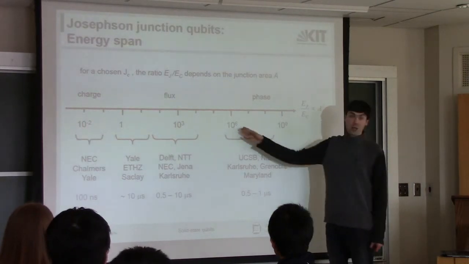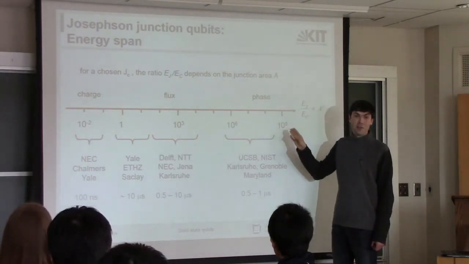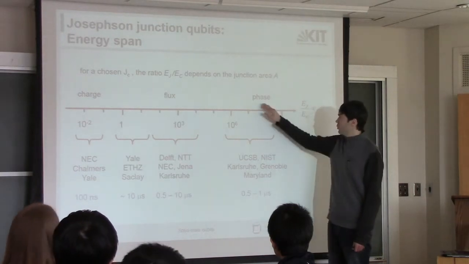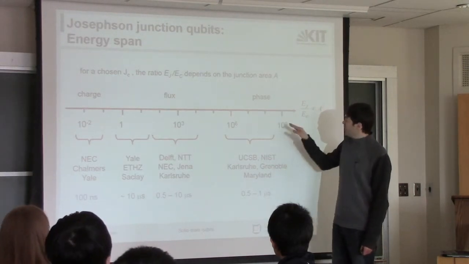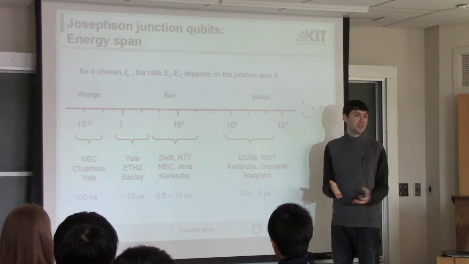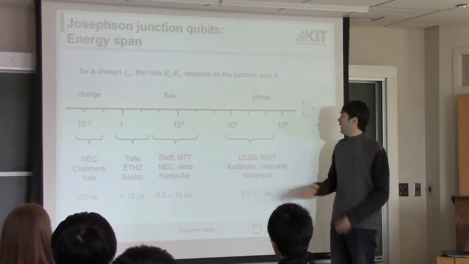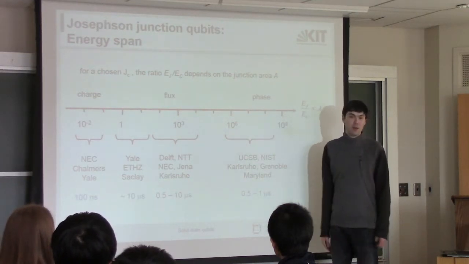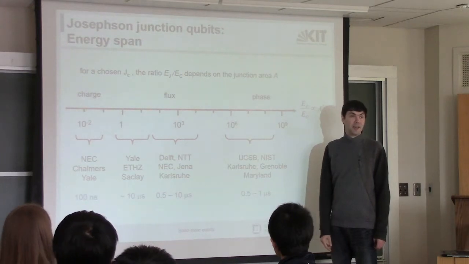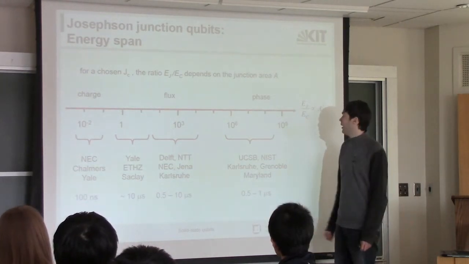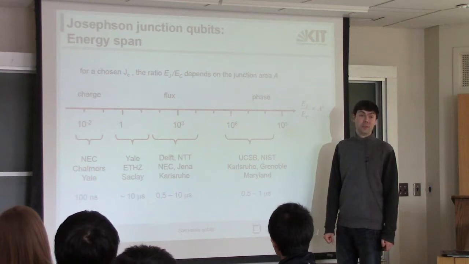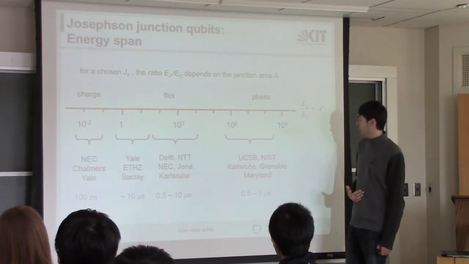Phase qubits are off the charts here. This is actually remarkable because I didn't tell you what a phase qubit is, but this is done in huge Josephson junctions, micron size. You can just completely forget about any charging energy, and the quantum states are a little bit counterintuitive, but we will get there and you will see.